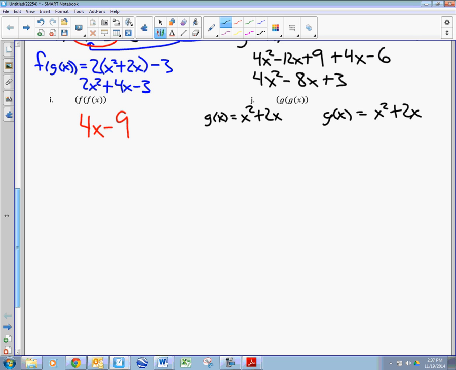Folks. Okay, so the question is, how do we come up with J? It says G of G of X. So G of X is my input, and I'm going to plug that in for these X's.